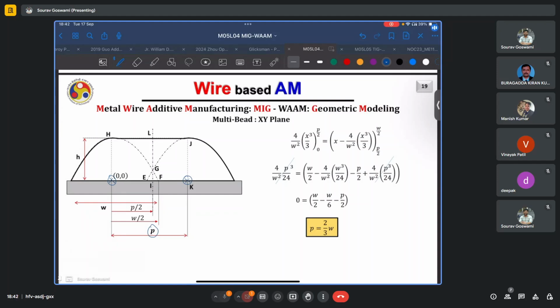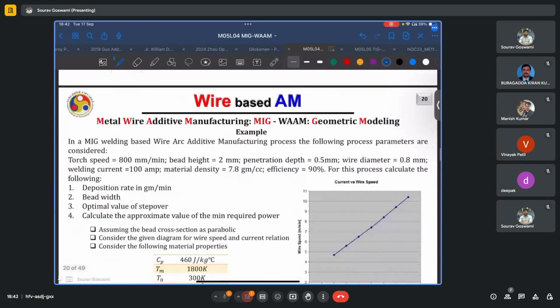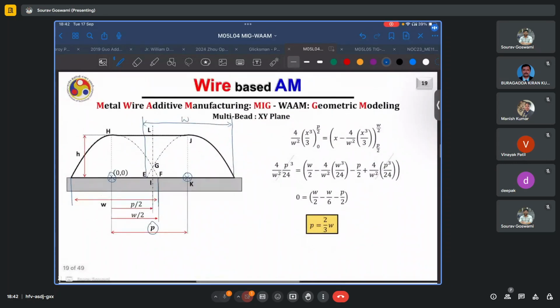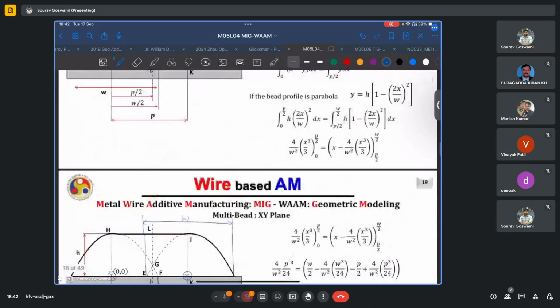So if the width of one such bead as shown here is W, it is assumed that both of these beads, if deposited independently, would have the same characteristics, and the two are just superimposed. So we want to deposit the next bead at a distance which is two-thirds the width of this single bead. However, I'm not sure whether this result has been validated against experimental trials or not. We may look up this reference, and that might tell us more about it.